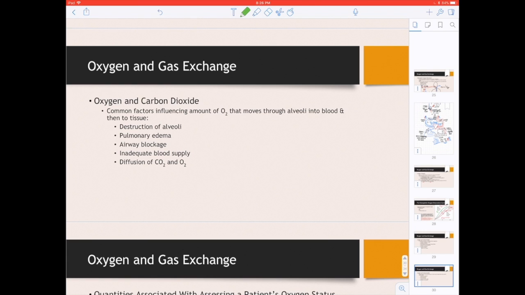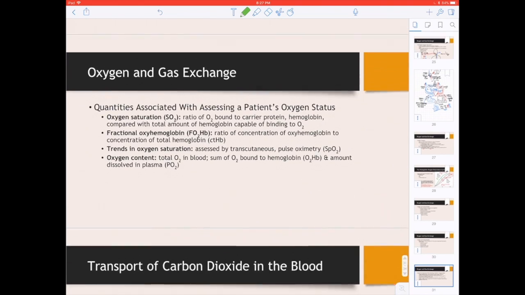And pulmonary edema is the idea of having liquid in that area, so that's going to cause a blockage. Any kind of airway blockage. If you have inadequate blood supply to tissues, then you're not going to be able to transport oxygen to those tissues if blood's not able to travel there. And of course, the diffusion of CO2 and O2. That's really the big one.